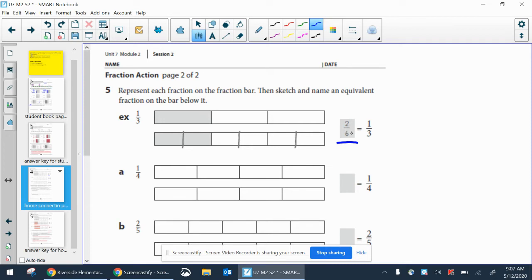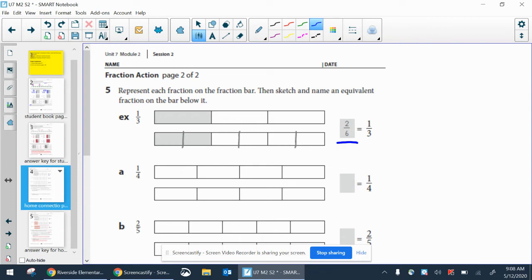This is only one possible answer. There are others. So what I needed to do is divide my fraction bar into 6 equal parts. And lining up my fraction bars, realizing 2 of the 6 is the same as 1 of the 3. So this is an example of equivalent fractions.